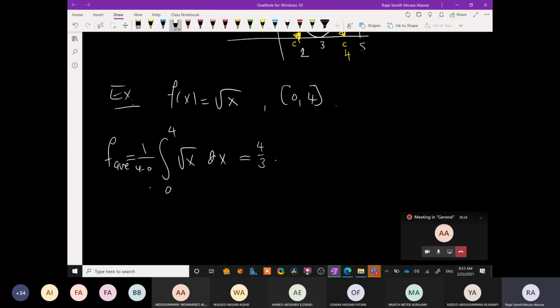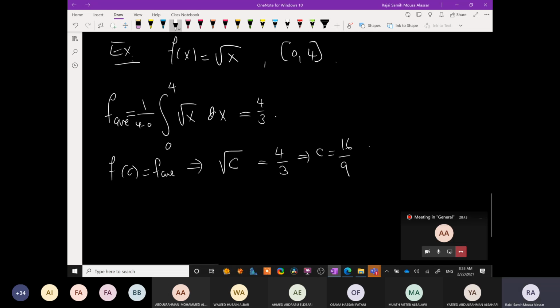Okay, what we're saying now, what is that c such that f of c is equal to the average value? So what is f of c? It is the square root of c, isn't it? It is equal to the average value. This is 4 over 3. So c is equal to 16 over 9. Okay, so let's see how this looks.